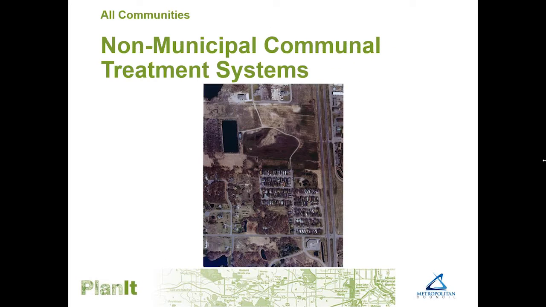Some communities, both within and outside of the regional service area, have private treatment systems located within their jurisdiction. The wastewater plan needs to include a map showing the locations of existing public and private treatment systems, if any, including packaged treatment plants and communal on-site systems.